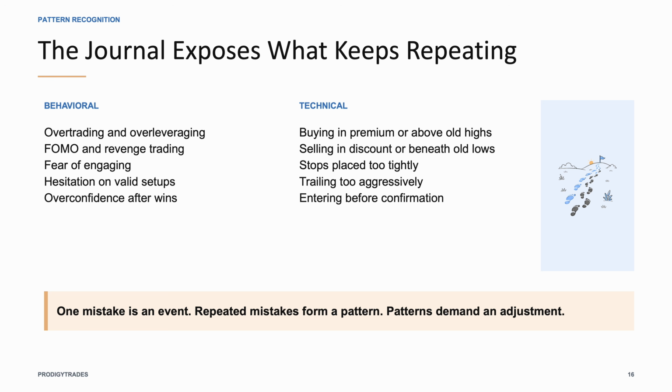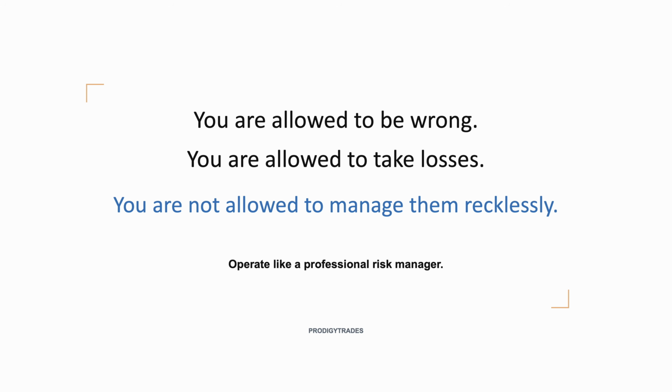For example, let's say 3 of my 5 avoidable losses came from entering before confirmation. I can make a very clear-cut rule that I have to wait for a 5-minute displacement candle. That is actionable. Last but not least, remember you are allowed to be wrong. You are allowed to take losses. You are not allowed to manage them recklessly.